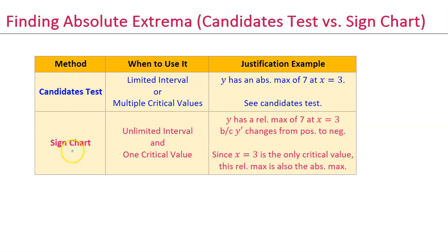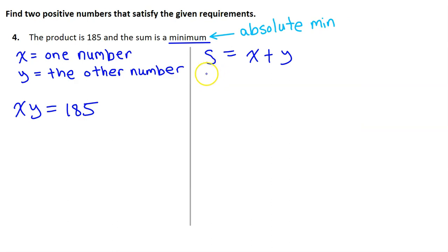So when do we use which tool? We will use a candidates test when we are given a limited interval or when we have multiple critical values. In the rare case where we have an unlimited interval and only one critical value, we will use a sign chart. Either way, notice that we need to find the critical values. So our next goal is to find the critical values of S. That's where S prime is equal to 0 or where S prime is undefined.